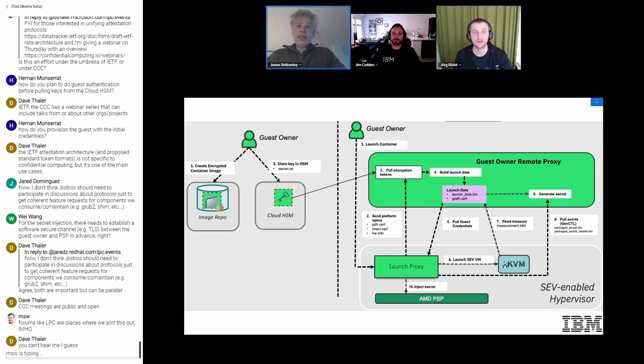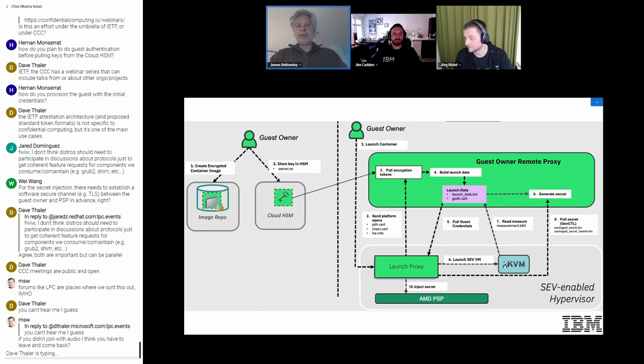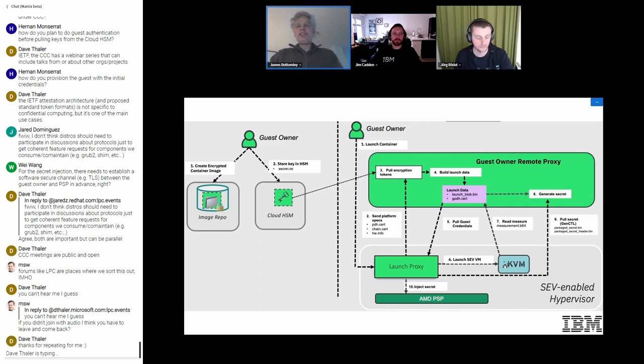Right, but all that provides is another open forum. We still need to get people to the forum, and the more painful thing is we need to get people from the stack components to that forum. I can't see people from GRUB wanting to go to a CCC meeting, or even people from QEMU, although perhaps they would want to go.